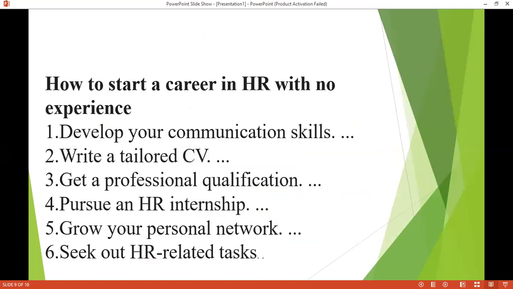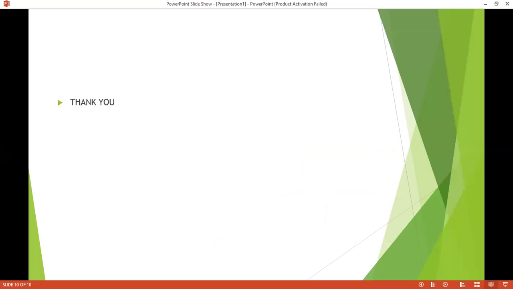Then how do you start a career in HR with no experience? Number one, develop your communication skills, write a tailored CV, get a professional qualification, pursue an HR internship, and grow your personal network, which is very important. Your personal network will bring you a lot. Then seek out HR-related tasks.